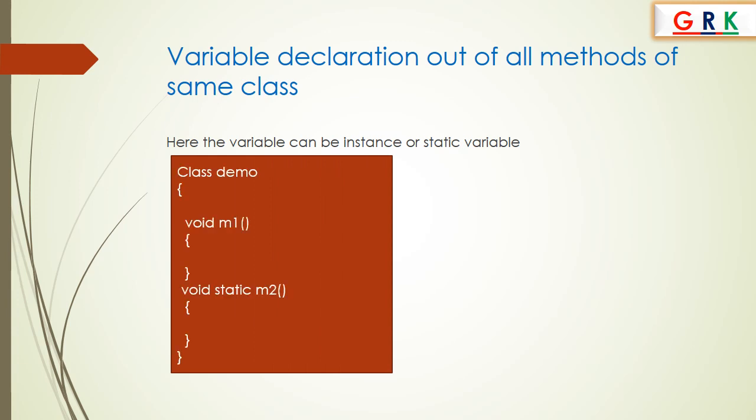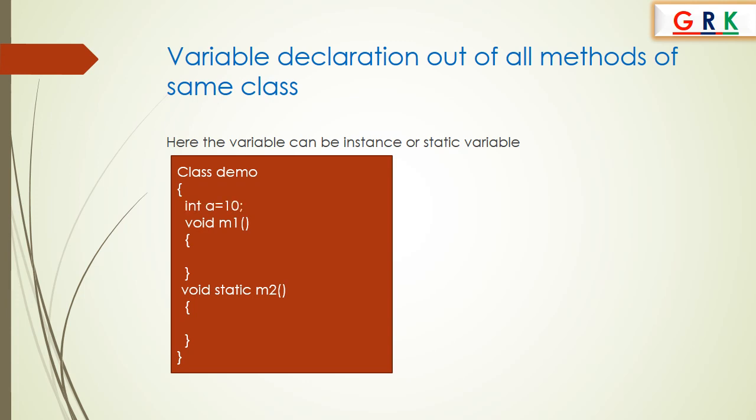Here I have taken one class named Demo, and one method m1, and this m1 method is an instance method, and the m2 method is a static method. When I use the keyword static, it is called a static method. If the static keyword is not used, by default it is considered an instance method. So here m1 is an instance method, m2 is a static method.